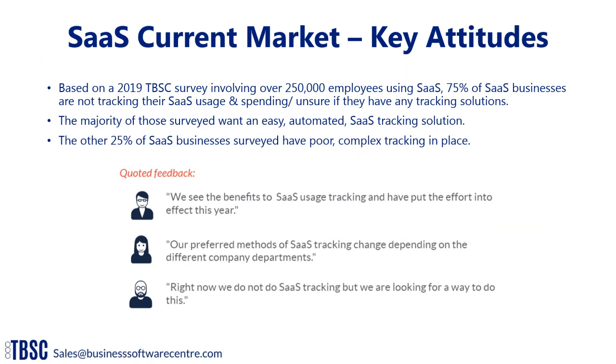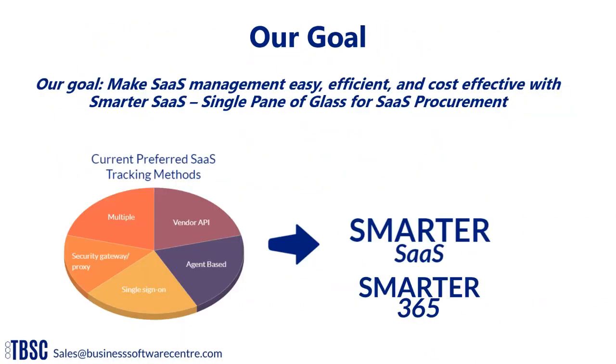Another quote we received was, our preferred method of SaaS tracking changes depending on the different company departments, which is very unfortunate. We really put our heads together as a team, trying to figure out the best way of making a solution that embodies everyone in every department rather than fragmenting. And then finally, we received the feedback, right now, we do not do SaaS tracking, but we are looking for ways to improve this. That's great because our goal is to make SaaS management easy, efficient, and cost-effective with our smarter SaaS solution.